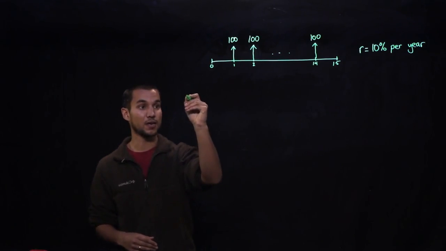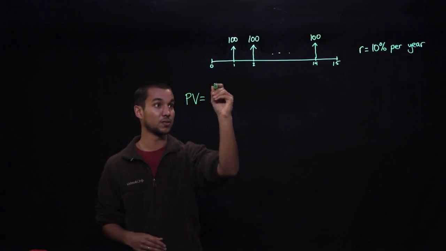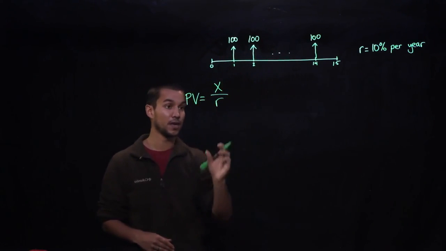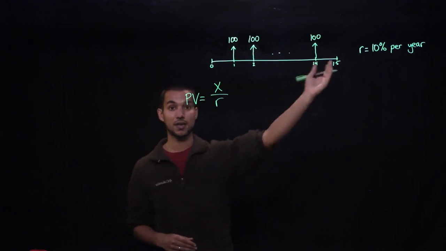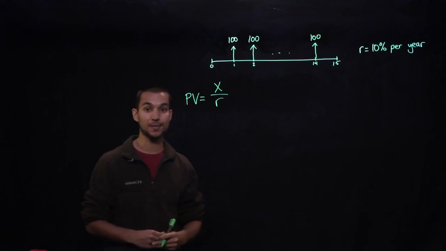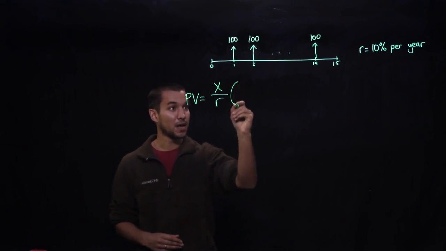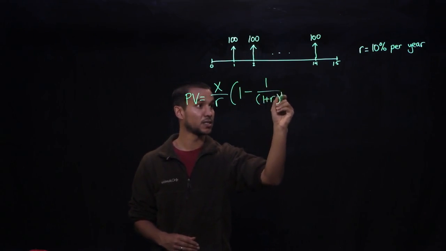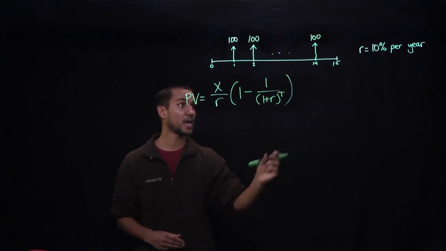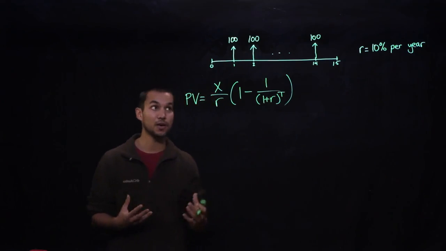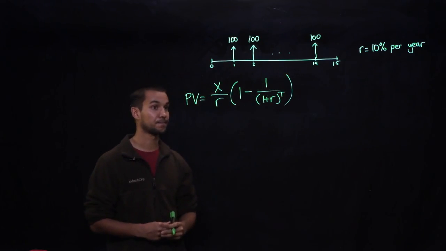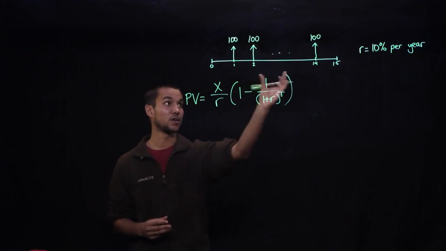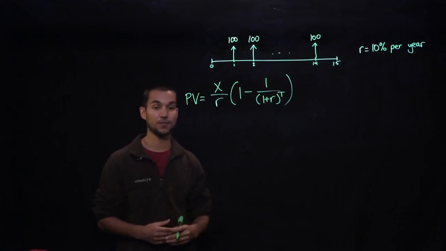So recall that the present value of an annuity is equal to x over r, where x is the magnitude of each cash flow, and r is the discount rate, which in this example we're told to assume is 10% per year, multiplied by 1 minus 1 over 1 plus the discount rate to the capital T, where in this case capital T is 14. It's the number of cash flows we receive. And so now we have everything we need to calculate the present value of a sequence of cash flows. We can just plug it into this formula.